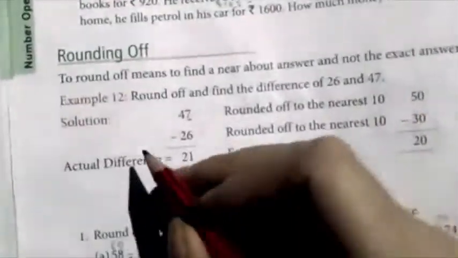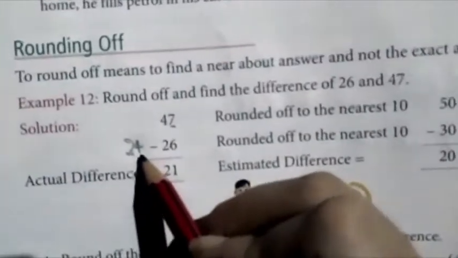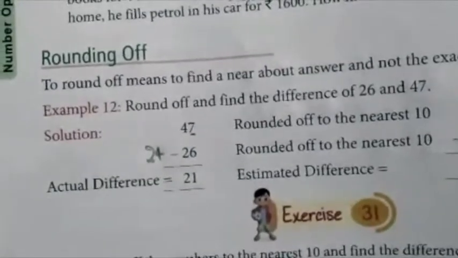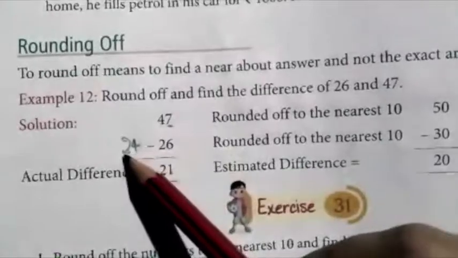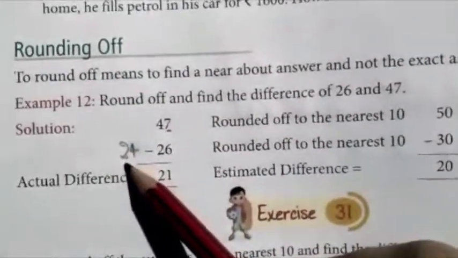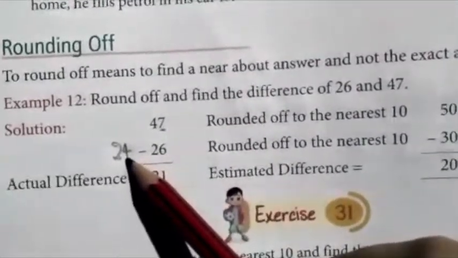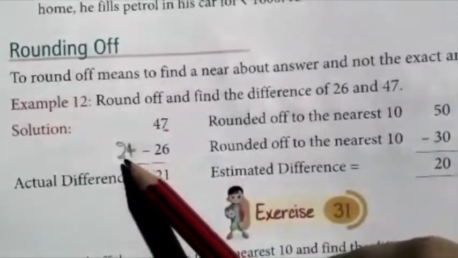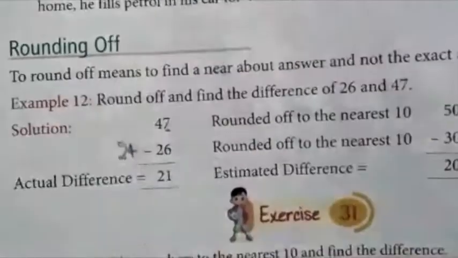Suppose it was 24. We look at the number in the ones place. It is 4. 4 is less than 5. So we write 2. We will not add 1. We will only write 2 and 4 becomes 0. Whatever number we are looking at, that becomes 0. And if it is less than 5, we will write 2. If it is greater than 5, we will add 1. So 2 plus 1 becomes 3.